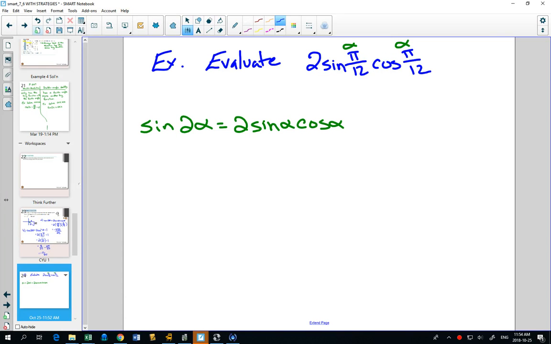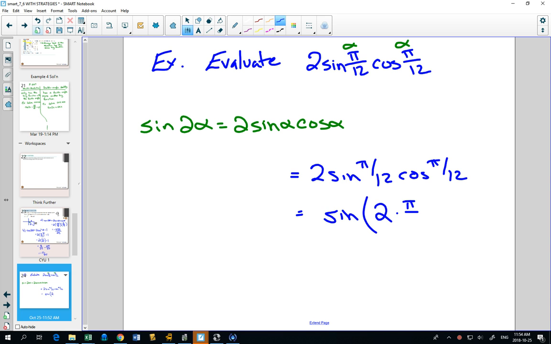And so those are both the same. So we can say that 2 sine of pi over 12 cos of pi over 12 is equal to sine of 2 times pi over 12, which reduces to sine of pi over 6, which is on your pi plate and is equal to a half.